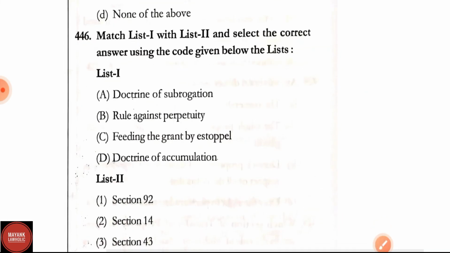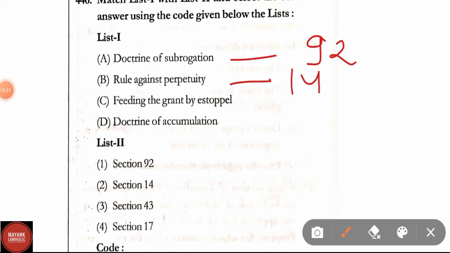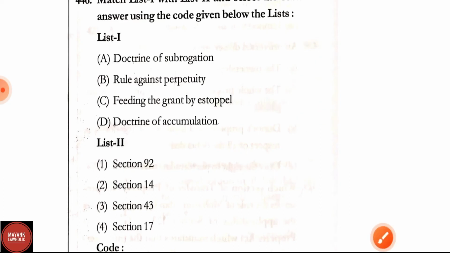Question number 446. Doctrine of subrogation, correct answer is section 92. Rule against perpetuity, correct answer is section 14. Feeding the grant by estoppel, correct answer is section 43. And doctrine of accumulation, correct answer will be section 17. Here, by going through these matches, the correct answer will be option A.